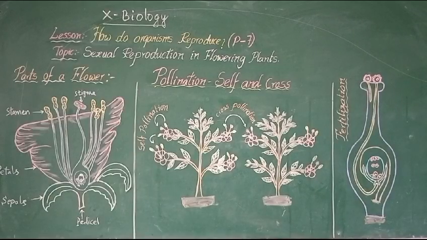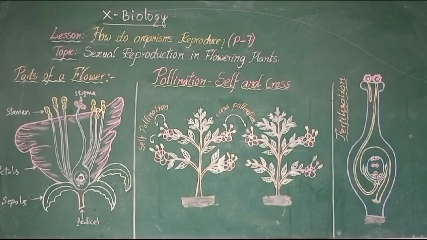Now first of all we are going to discuss parts of a flower. On the screen we can see this flower. This year you have to draw this flower only, not the other flower. In this flower we can see a pedicel, sepals, petals, stamens, pistil. These are the parts of a flower.